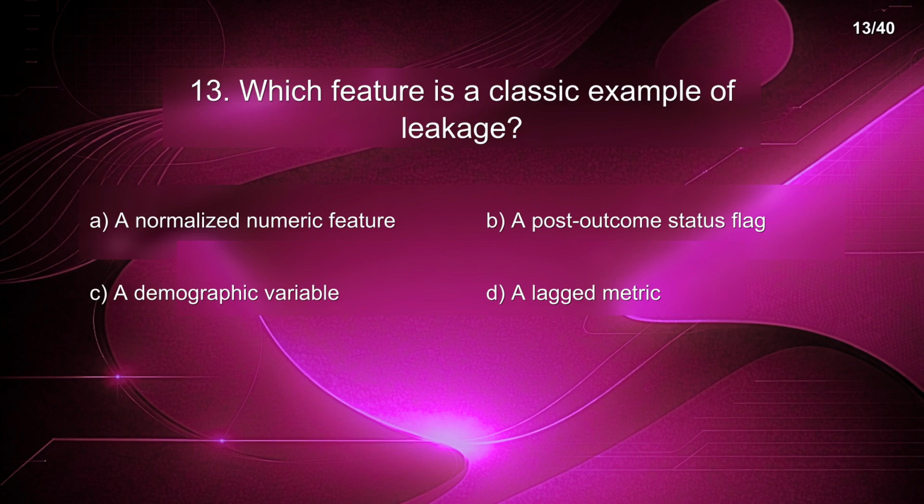Thirteenth question. Which feature is a classic example of leakage? A. A normalized numeric feature. B. A post-outcome status flag. C. A demographic variable. D. A lagged metric.